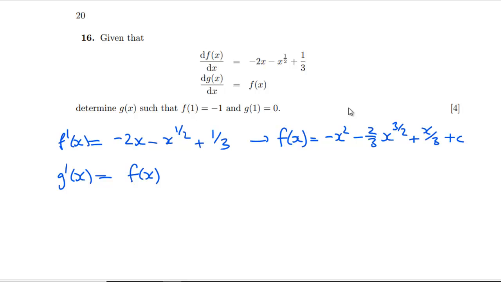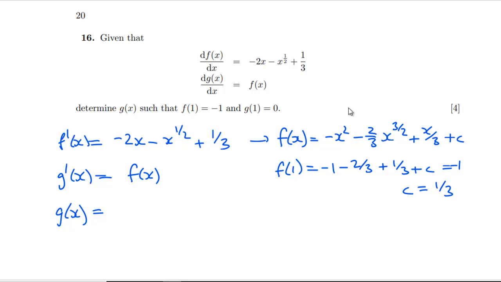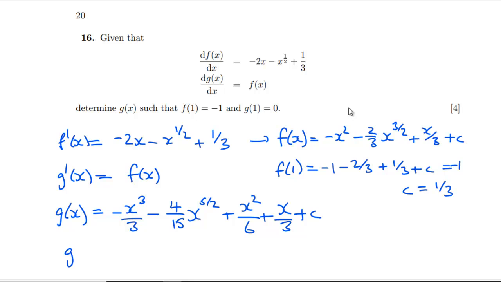So, okay, we've got that f of 1 is equal to minus 1. So f of 1 is equal to minus 1 minus 2/3 plus a third plus c, and that equals minus 1. So c will be equal to a third. Okay, and now, so g dash of x is that. So we need to now integrate what we've just got again. So g of x is going to be equal to minus x cubed over 3 minus, what's that going to be? That would be 4 over 15 x to the 5 over 2 plus x squared over 6 plus x over 3 plus another c, and we've got g of 1 is equal to 0.